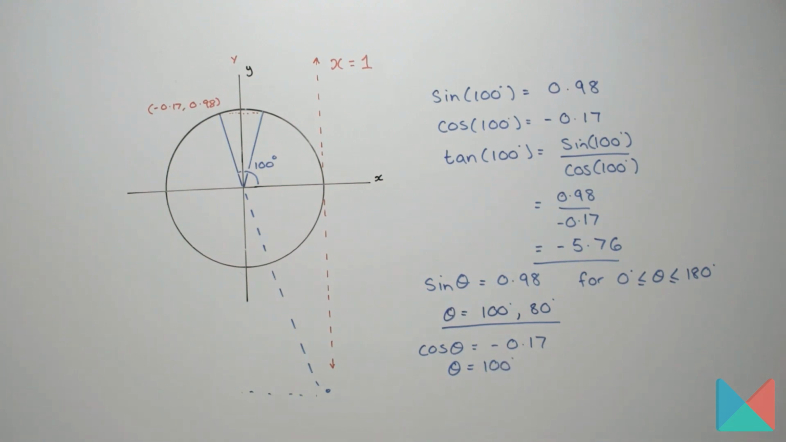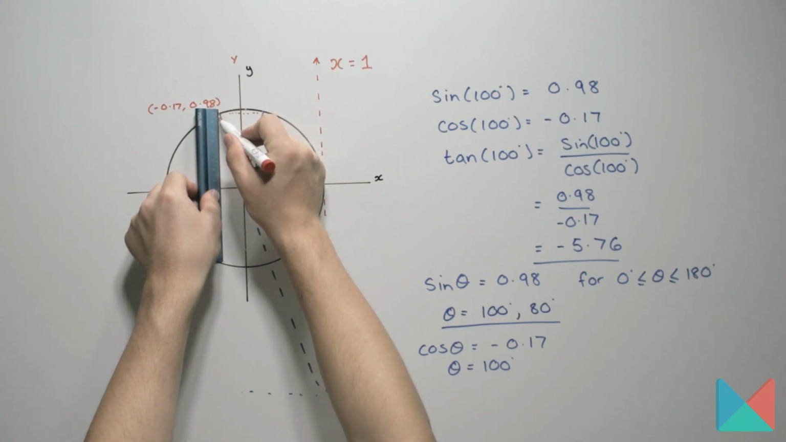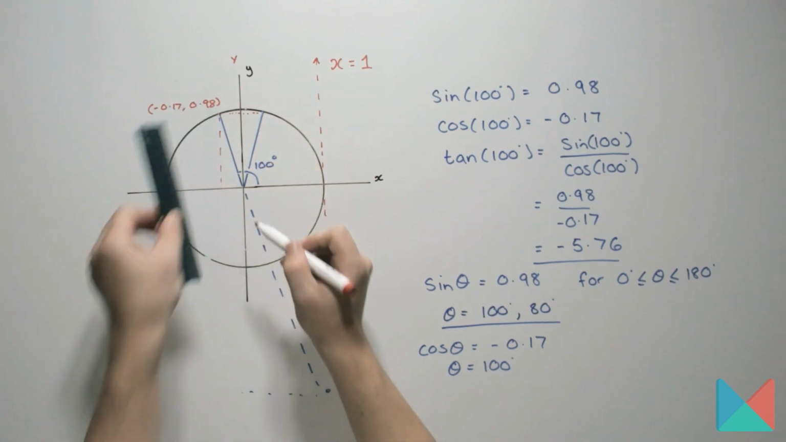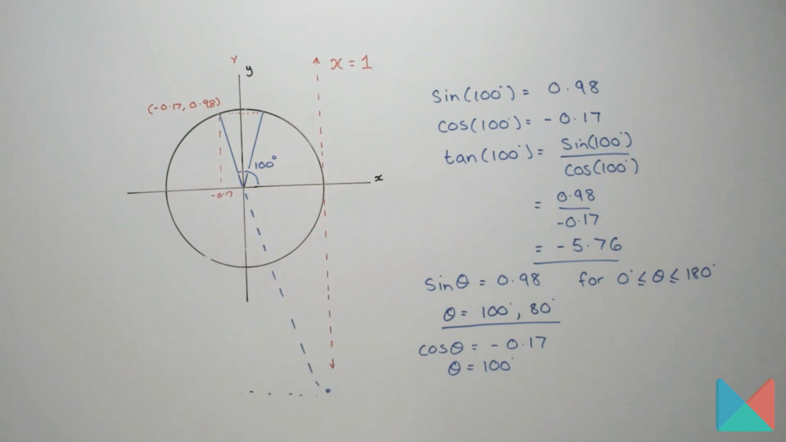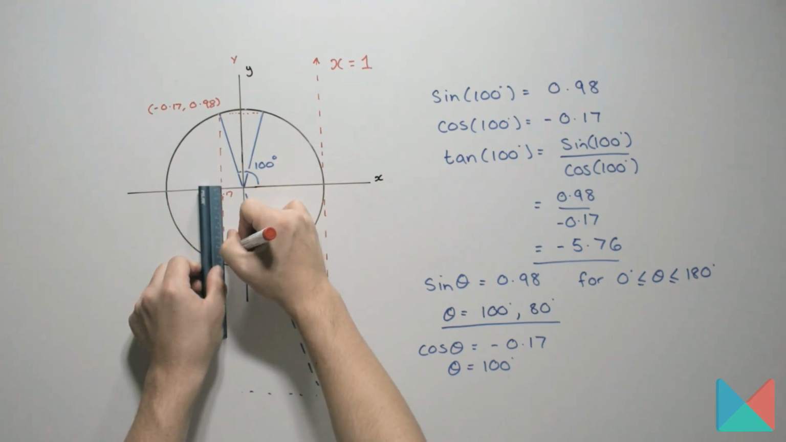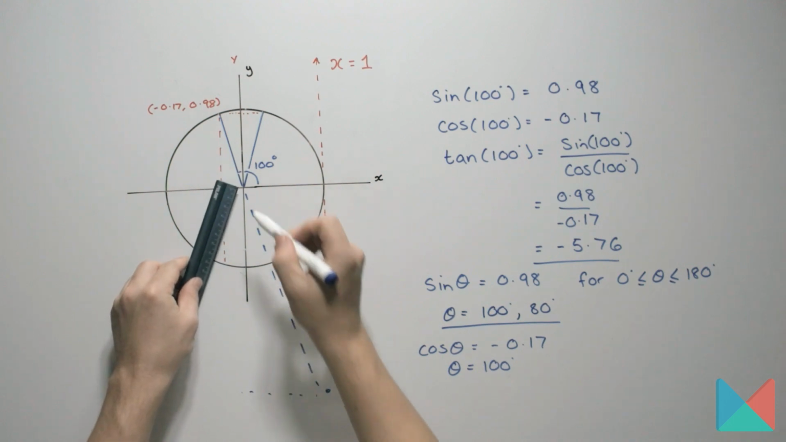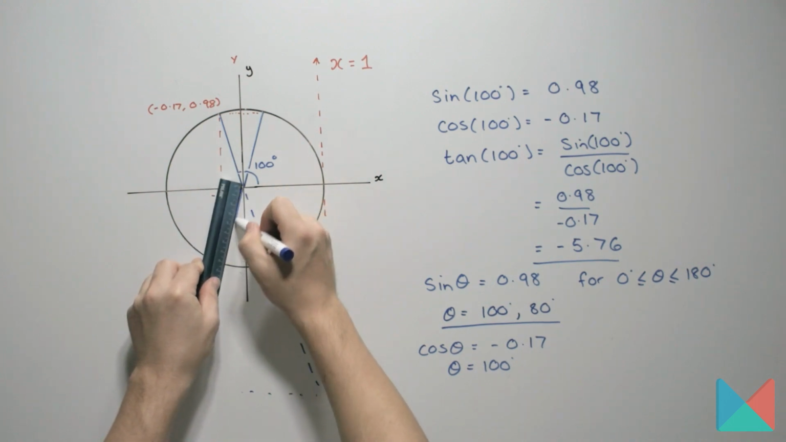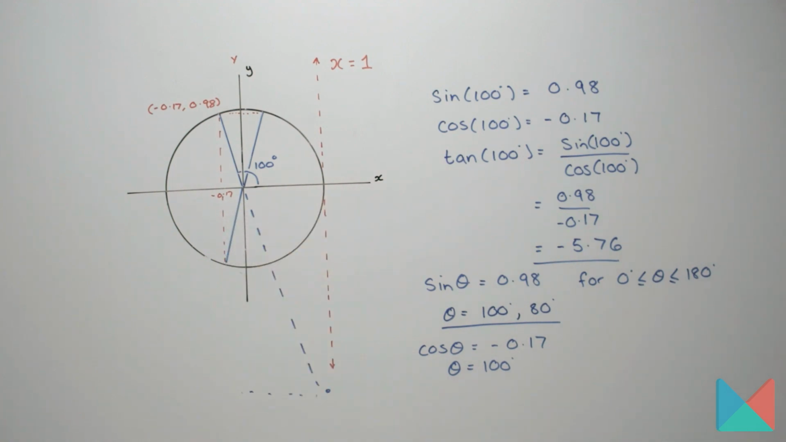So consider if I drew a dotted line down to the x-axis. We know that this value here is negative 0.17. And what if I extend this line down to hit the circumference of the unit circle again. And you can see that we have another coordinate, and this will create its own angle, where you can see that it will have the same x value of negative 0.17.